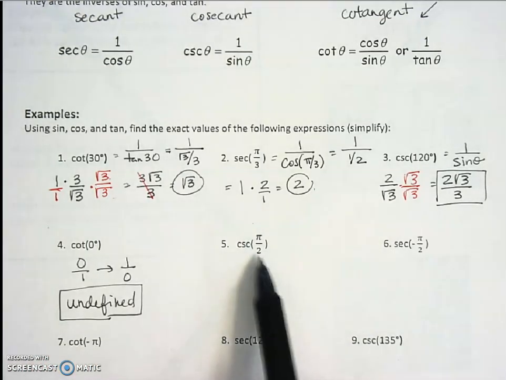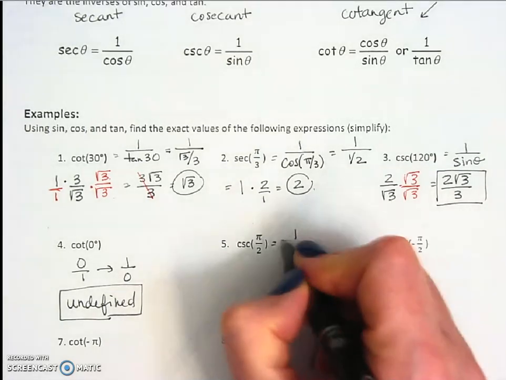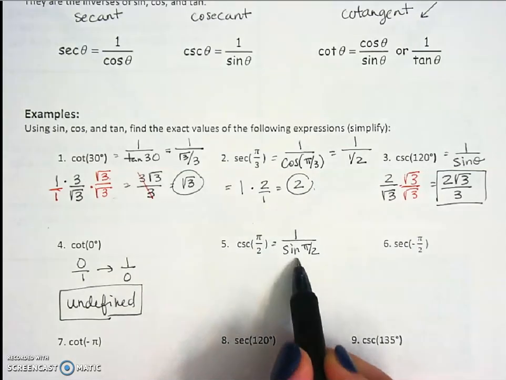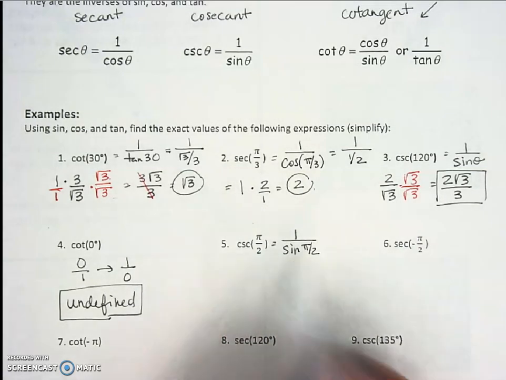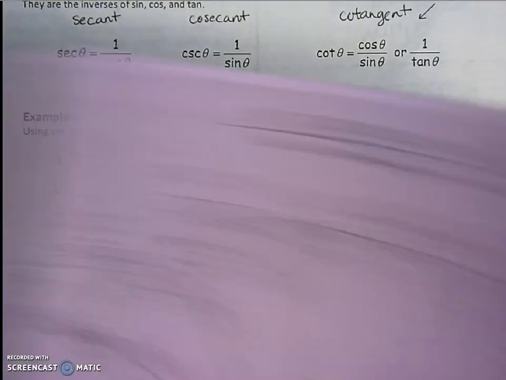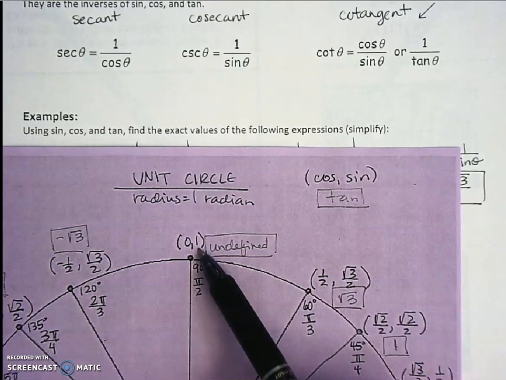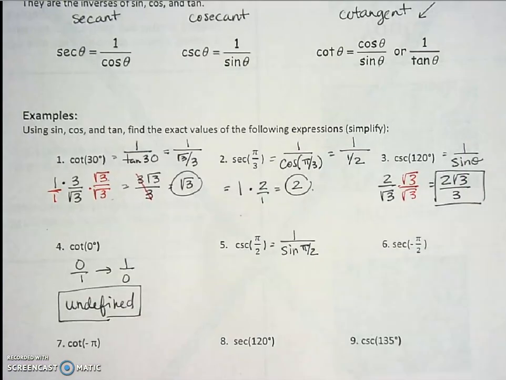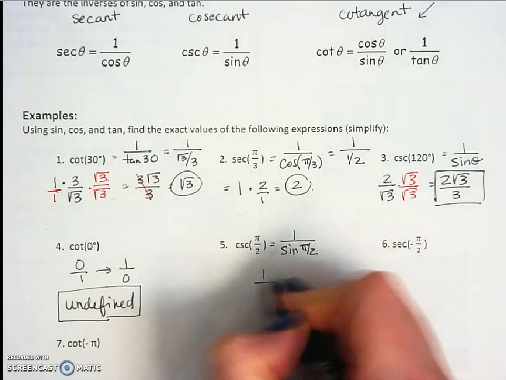For cosecant of pi over 2, it's the reciprocal of sine pi over 2. That's the y value there. So the y value at pi over 2 is 1, and the reciprocal of it is 1 over 1, or just 1.